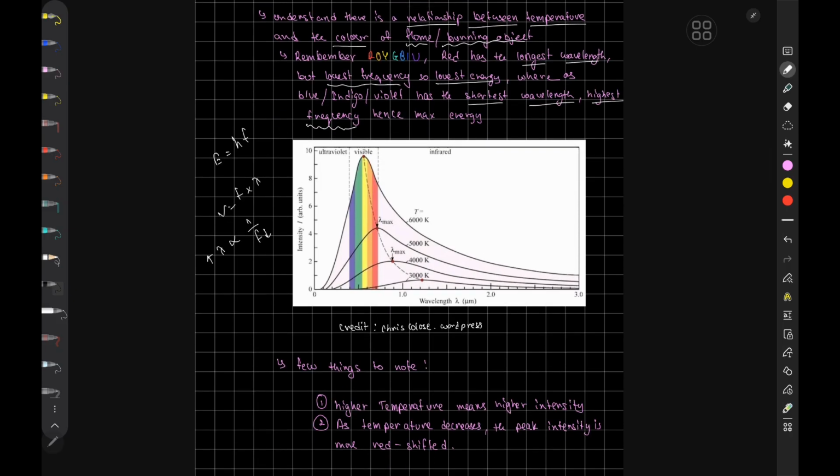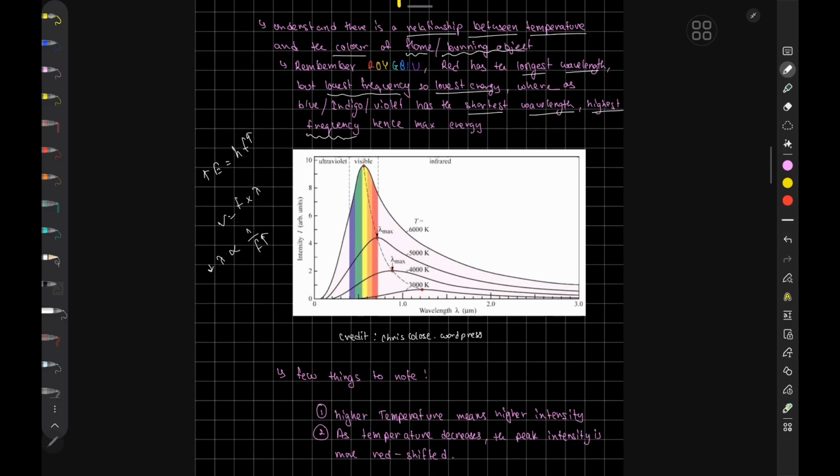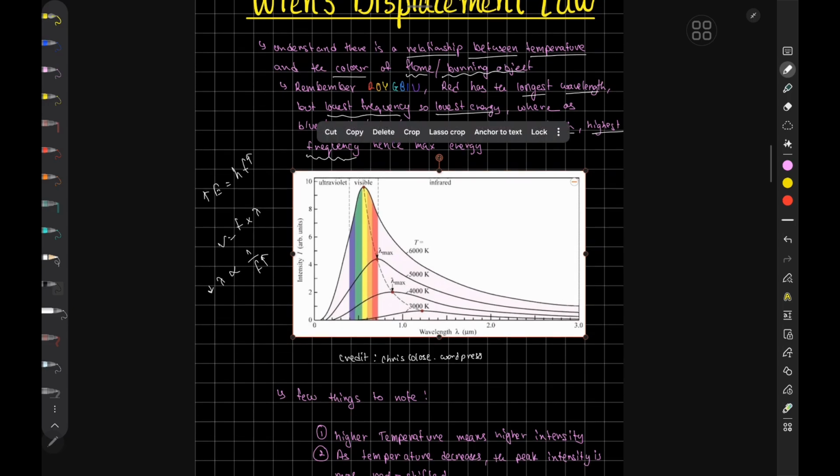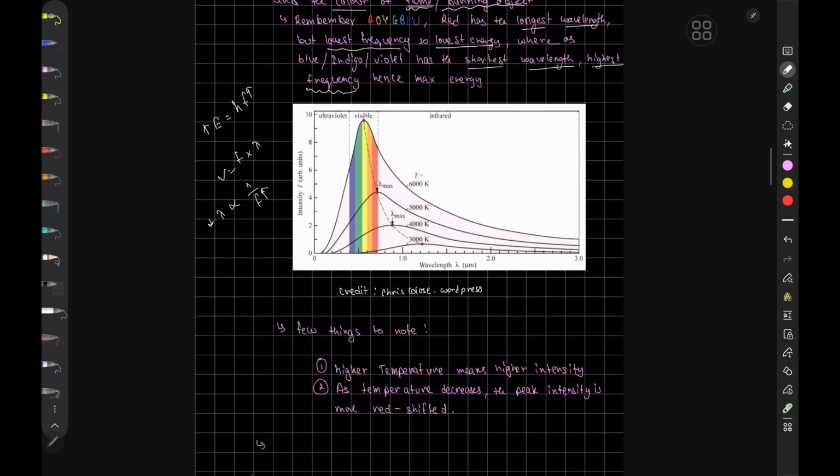So if blue, indigo, and violet have a lower wavelength, that means higher frequency, that means higher energy. We have established that pretty well. Look at the graph. The graph is very interesting. Please pay attention to the graph.